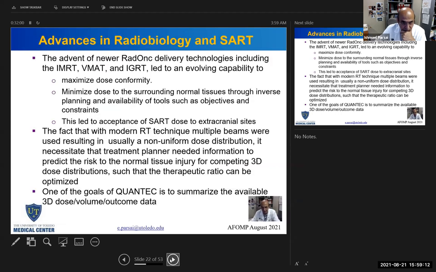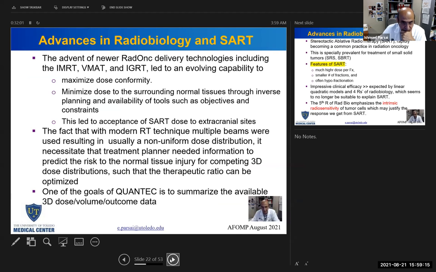So coming along, the era of SABR, stereotactic ablative radiation therapy. All of these advancements in technology really led us to do SABR. And SABR became more popular and accepted in many of the sites. This is mostly outside of the brain, in body parts, like stereotactic body radiotherapy.